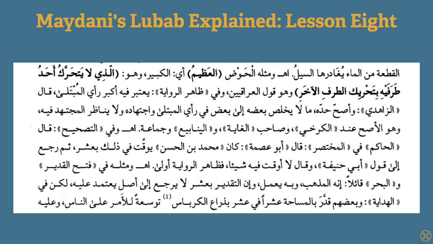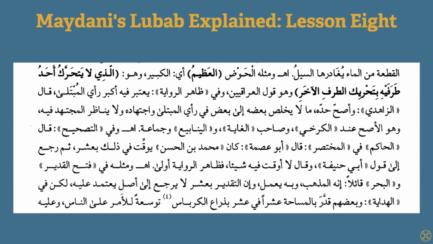Okay. وهو الأصح عند الكرخي وصاحب الغايات والينابيع وجماعة. وفي التصحيح قال الحاكم الشهيد في المختصر، قال أبو عصمة كان محمد بن الحسن يوقت في ذلك بعشر. So يوقت means يحدد. So Imam Muhammad ibn Hassan used to specify what this amount is. So he said عشرة في عشرة ذراع. So the dhira that the author of the Hidayah mentioned, they say it comes to roughly about 46 centimeters. Many contemporary scholars say it's 50 centimeters, so half a meter. So ten dhira is 5 meters by 5 meters, right? So 10 ذراع في 10 ذراع.